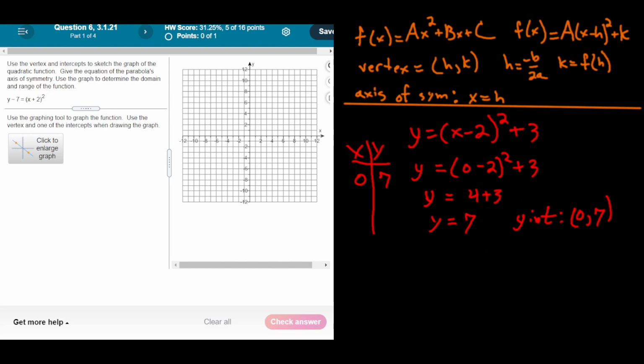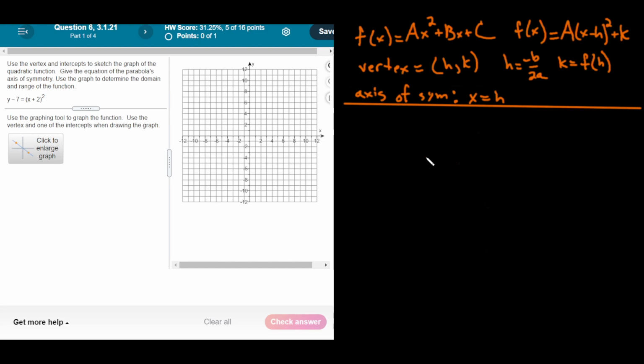All right, let's move right along. What do we got here? We have y minus 7 is equal to... Okay, so check this out first and foremost. That 7 does not belong there, so we have to move it over. It's just a little manipulation, not too bad. We have y minus 7 is equal to (x plus 2) squared, right?